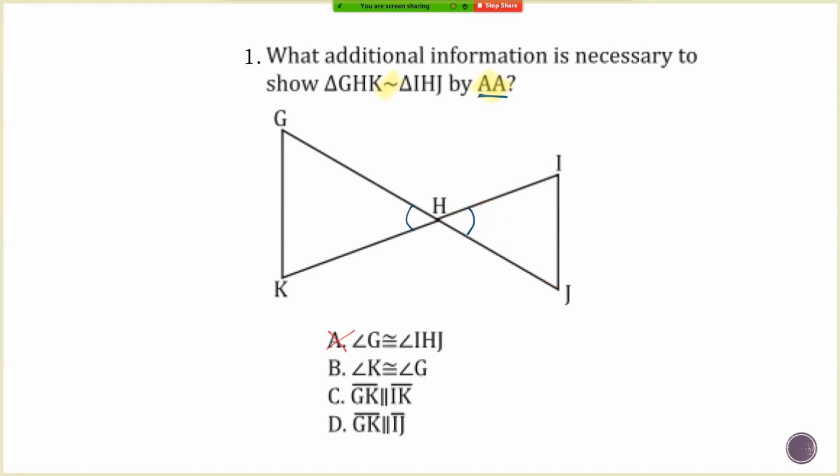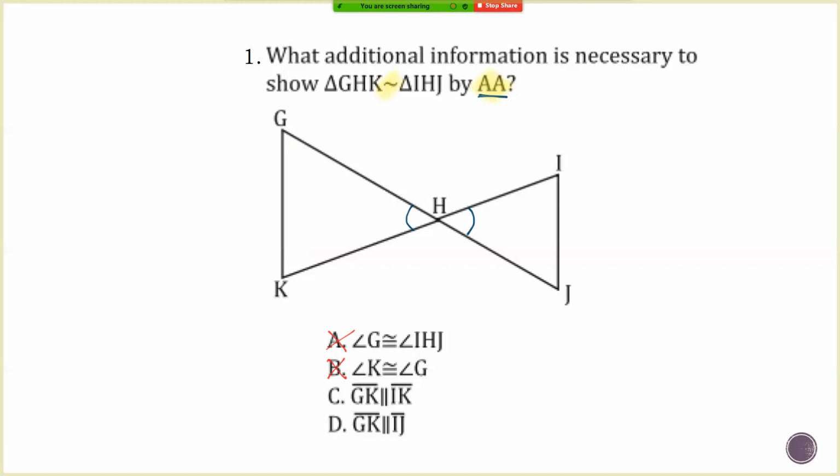Letter B says angle K is congruent to angle G. Would it help me if this angle was congruent to this angle? So I have a pair of congruent angles, but are they from opposite triangles? They're in the same triangle. It doesn't do me any good. I want to prove that I have one congruent angle in the left triangle to one congruent angle in the right triangle.